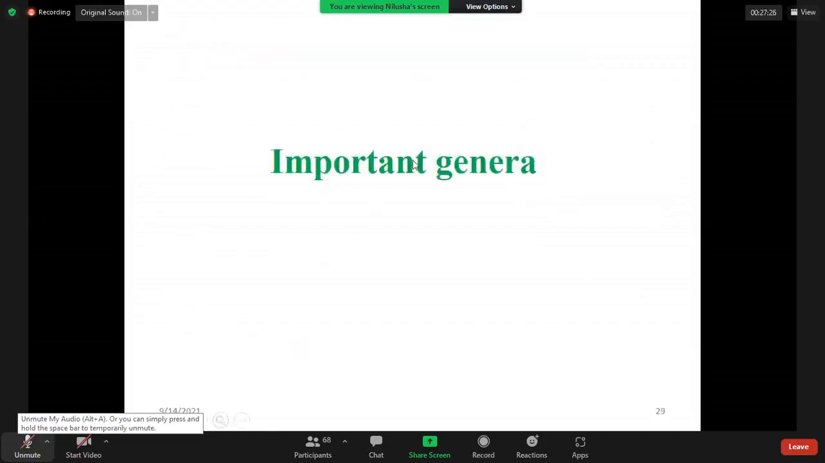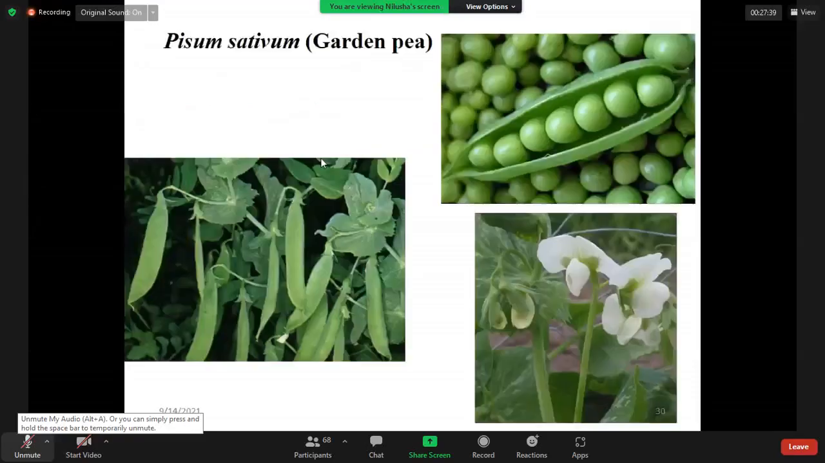Now we will see about the important genera, that means the best examples of Fabaceae family crops. Now we will see about Pisum sativum. That one we call garden pea. You can see the seeds, the pod and the flower. You want to know about these examples.